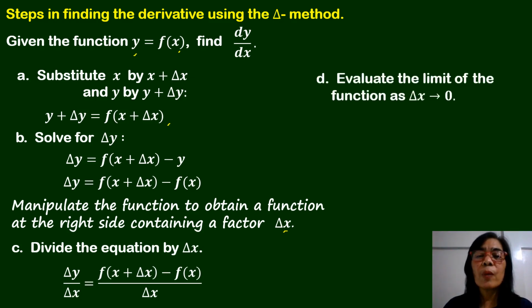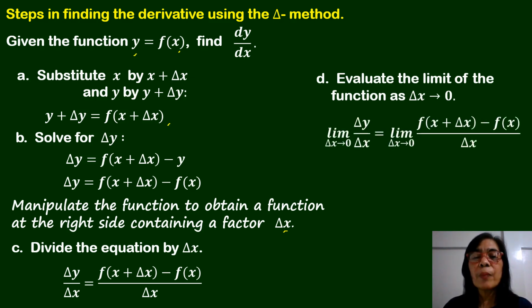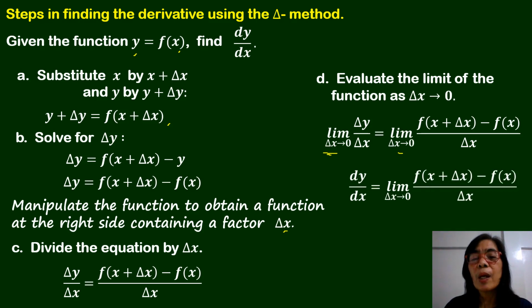Then the next step is to evaluate the limit of the function as delta x approaches 0. So we evaluate the limit of the left side as delta x approaches 0. You do the same at the right side. Evaluate also the limit of the right side as delta x approaches 0. So we know that this limit of delta y over delta x as delta x approaches 0 may be written in symbol as dy over dx. So we now have here the derivative of the function y with respect to x, and that is equal to the limit of f of x plus delta x minus f of x all over delta x as delta x approaches 0.